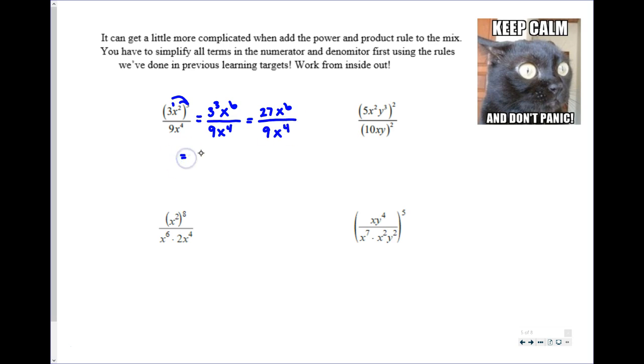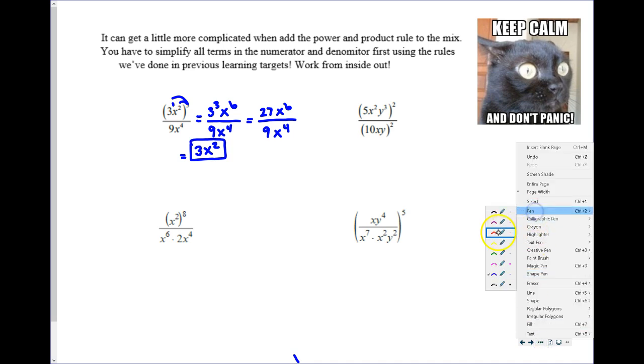And now I can go ahead and use my quotient rule. 27 divided by 9 is 3. And x to the 6th, x to the 4th gives me x squared on top, because the 6 is bigger. And so when I write my final answer, I'm not going to put that line there. I'm just going to put a box, because I don't need that bottom placeholder. Okay. All right, number 2.